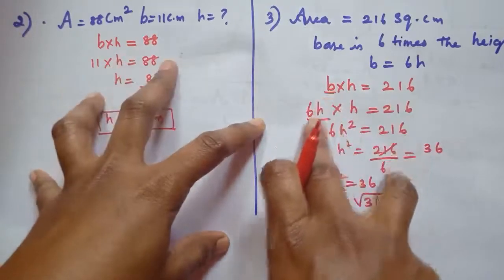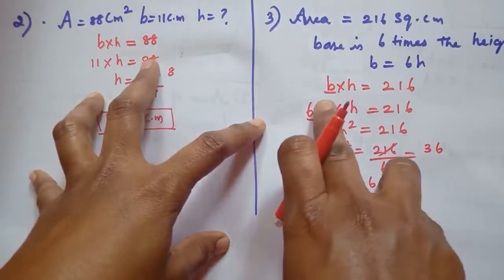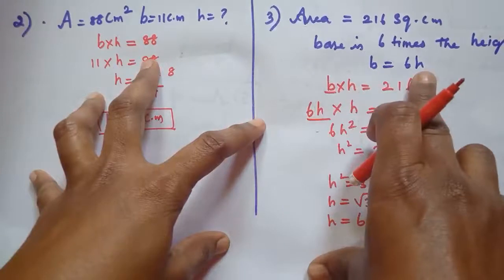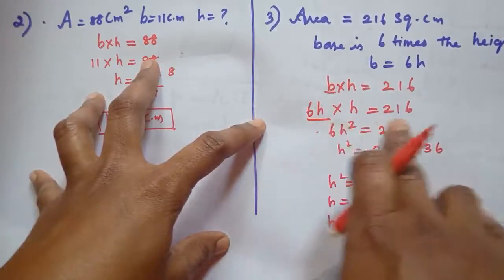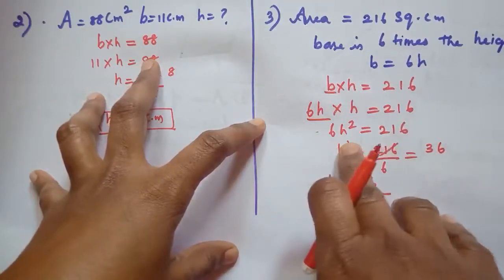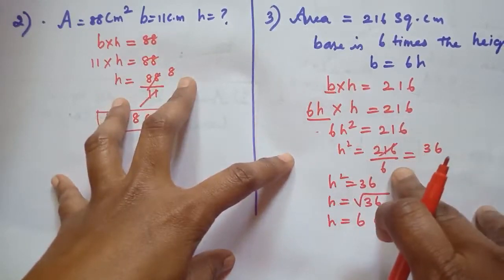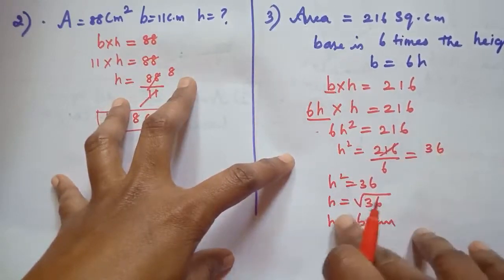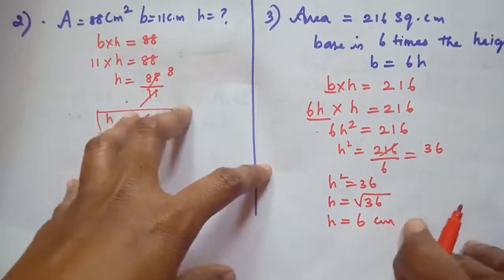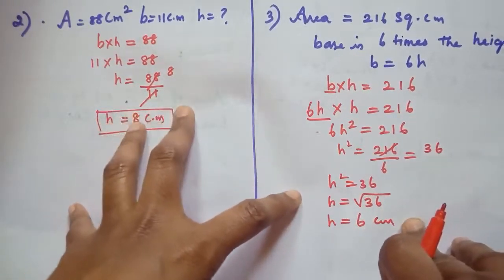Here I have written 6h for b because b is equal to 6h, right? So 6h into h is equal to 216. 6h squared is equal to 216. Then h squared is equal to 216 by 6, that is equal to 36. h is equal to root of 36. Then h is equal to 6 centimeter. Is it clear, students? Good.